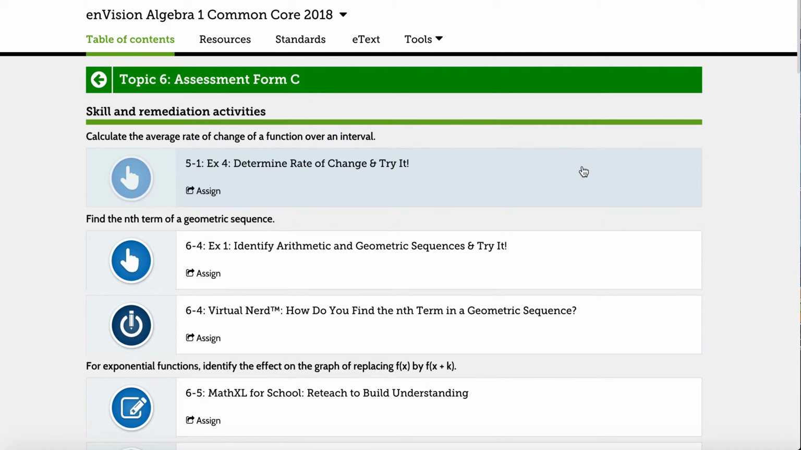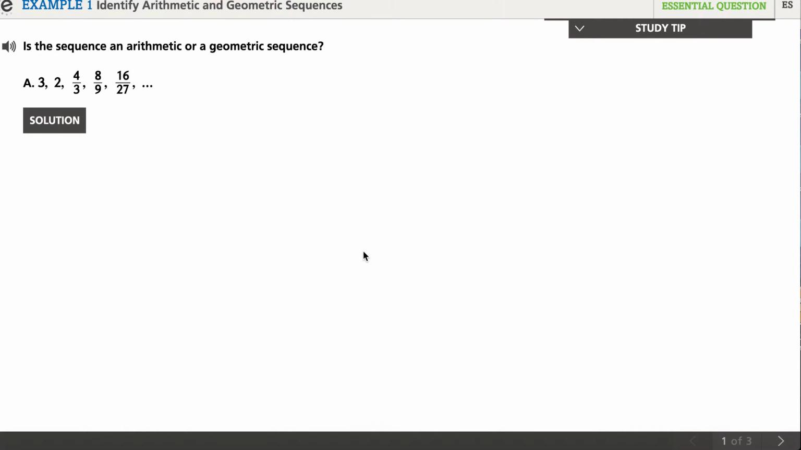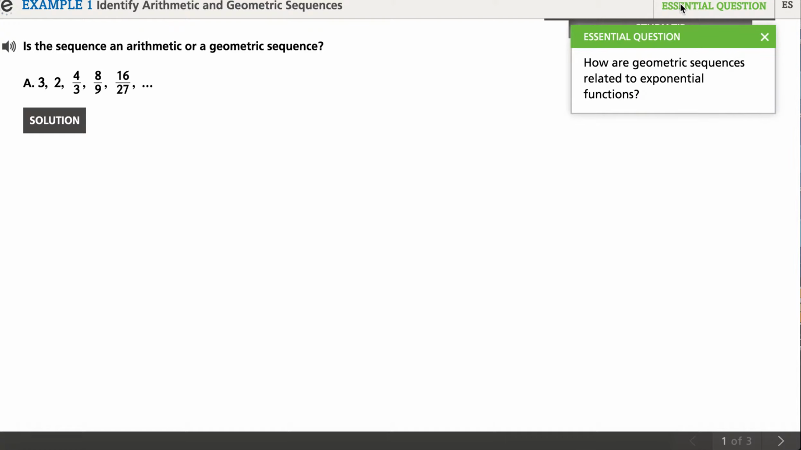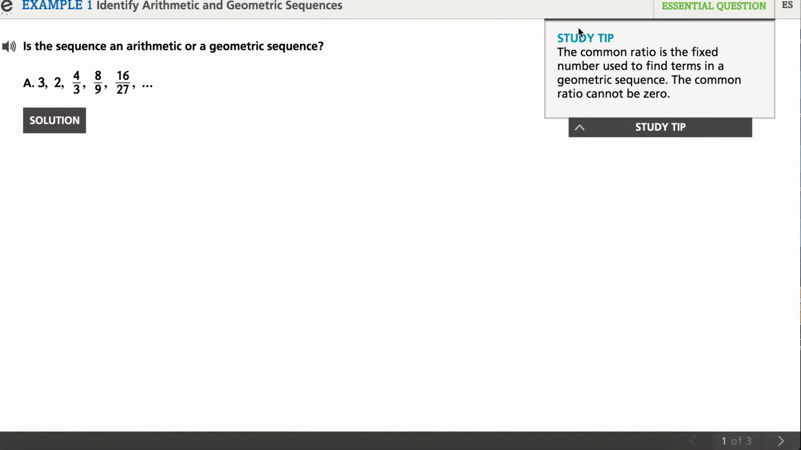Find the nth term of a geometric sequence. These are the skills we have been learning in this chapter. How are geometric sequences related to exponential functions? Keep this question in mind during the review. Study tip: the common ratio is the fixed number used to find terms in a geometric sequence. The common ratio cannot be 0. Very important, the common ratio cannot be 0.